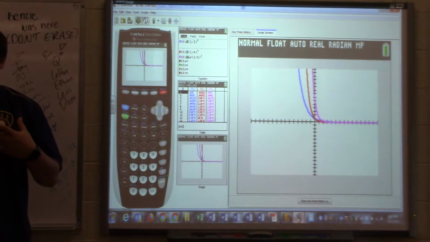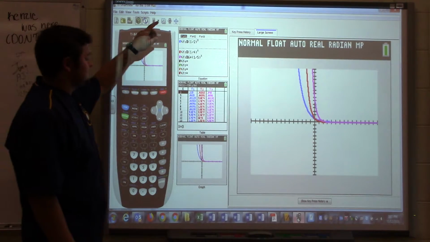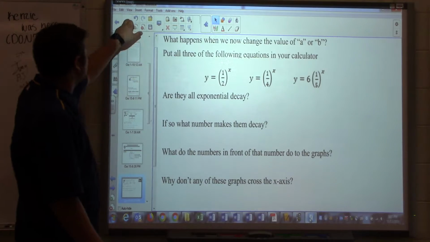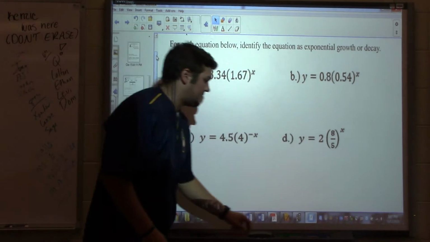Like I said, this is the first time we're kind of doing it this way, so just bear with me. Alright? Alright. Then let's keep moving on. For each equation, we'll identify it as exponential growth or decay.